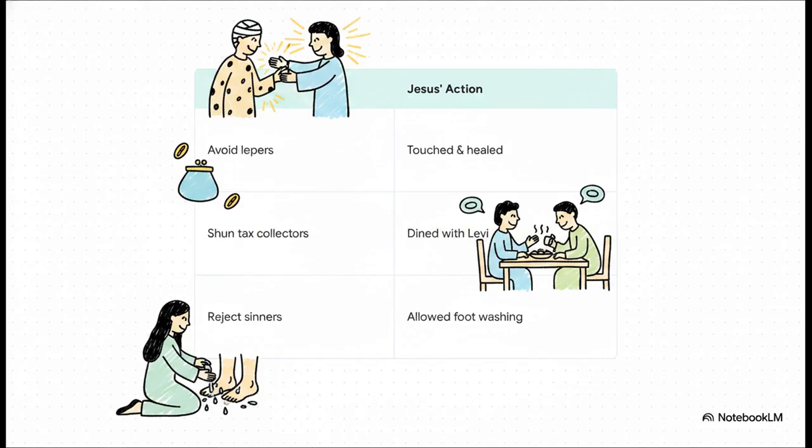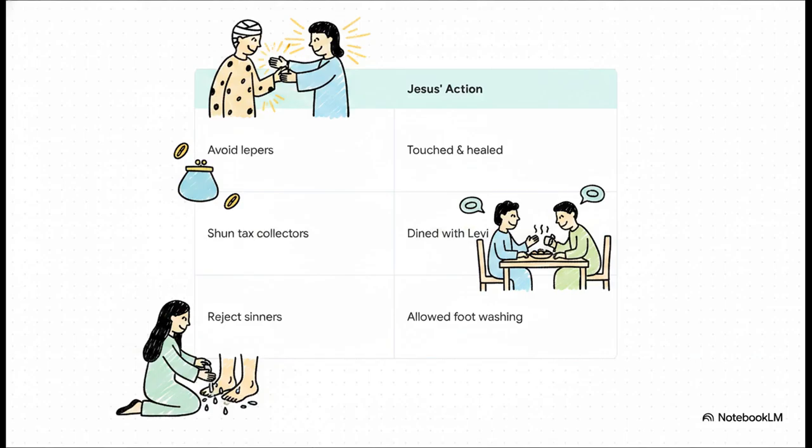Where society expected people to rigorously avoid lepers due to ritual impurity, Jesus explicitly reaches out, touches, and heals a leper in chapter 5. Where religious norms demanded shunning tax collectors, who were basically seen as corrupt traitors extracting money for Rome, Jesus actively calls Levi to follow him and later happily dines with Zacchaeus. I mean, that was a truly scandalous move for a religious teacher back then.